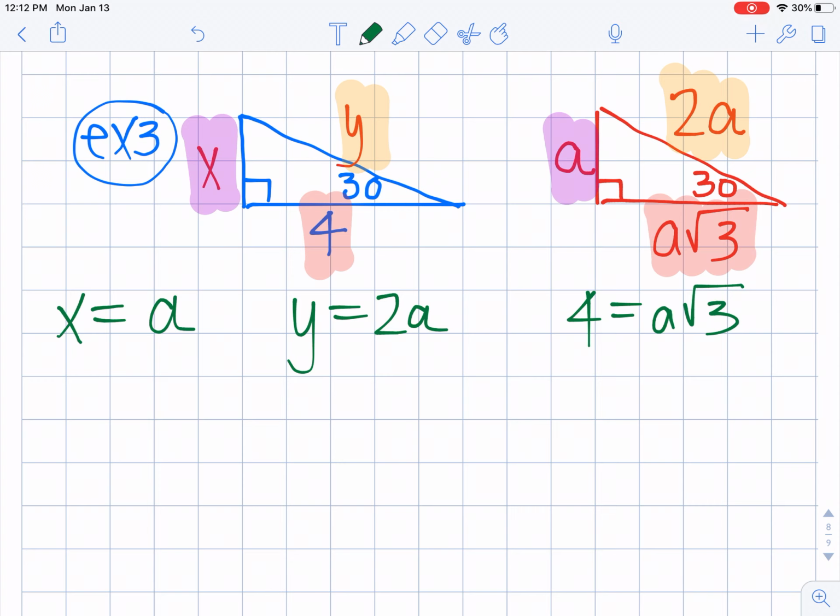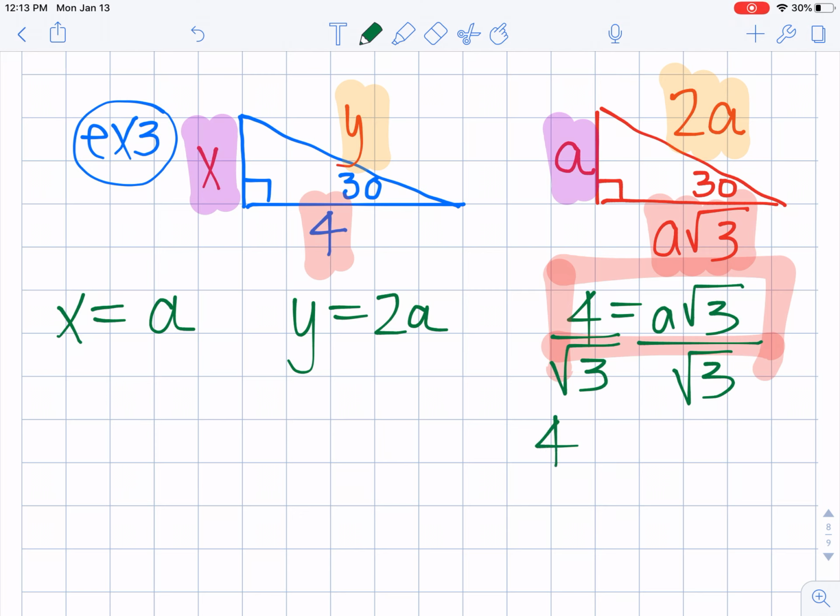Now I have to get a on a side by itself. This last equation allows me to do that. This is the hardest one. So to get a on the side by itself, I have to undo the square root of 3. So I'm going to divide both sides by the square root of 3. So I get 4 divided by the square root of 3 is equal to a.